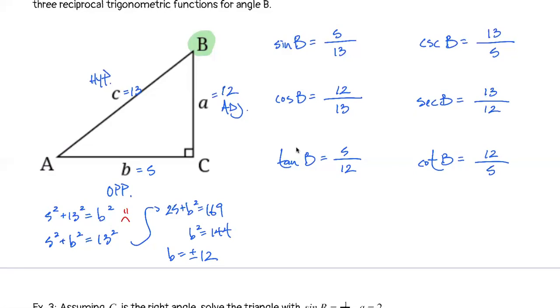So this is one way, the Pythagorean theorem, that we can find the missing side. And it always works. If you have a right triangle, you can use the Pythagorean theorem. But there are a few other special right triangles that are worth knowing.